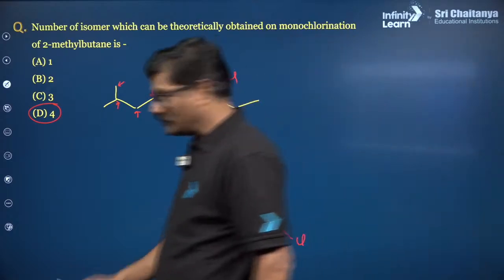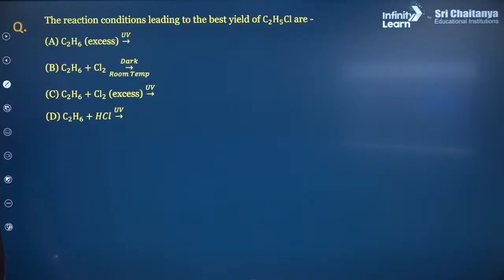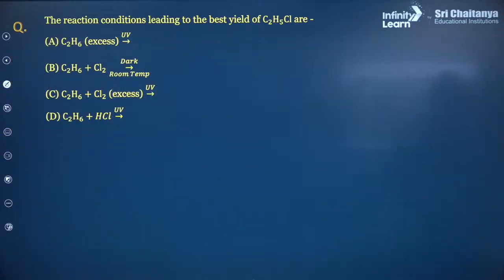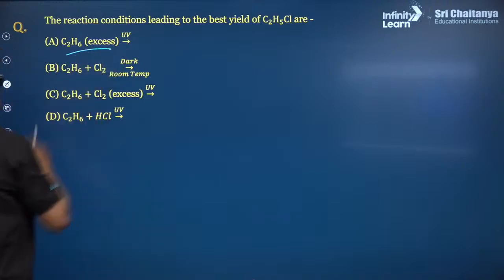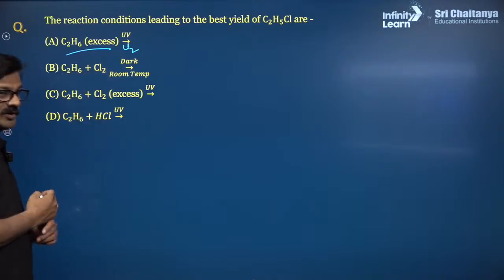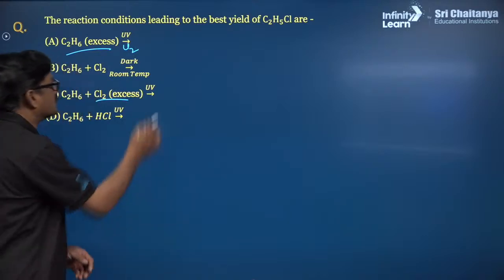Next, moving ahead, one more question. Yes, the answer is going to be D. Ajay Singh. Now, let us see the reaction conditions leading to the best yield of C2H5Cl. When you take excess C2H6 and react with chlorine, then only you are going to get monochlorination. Otherwise, if you take Cl2 in excess, polyhalogenation takes place. So, this cannot be.